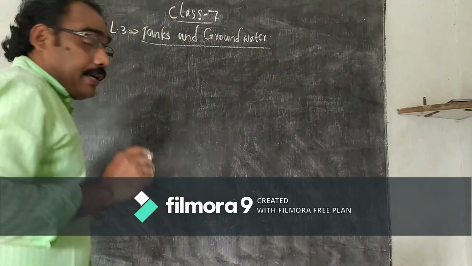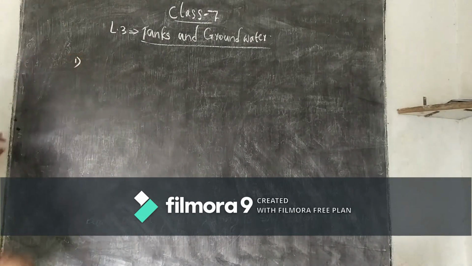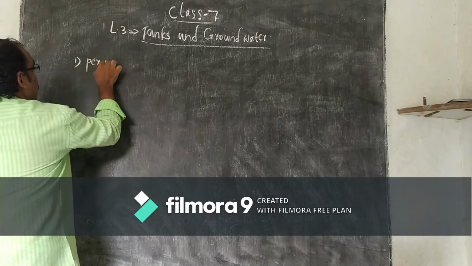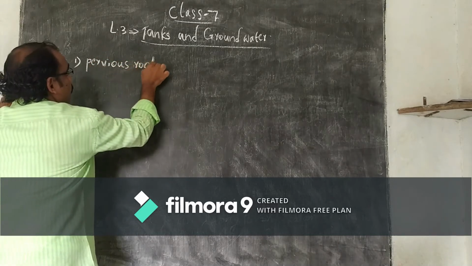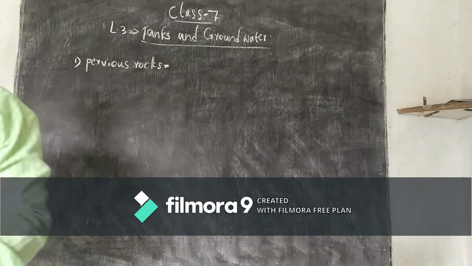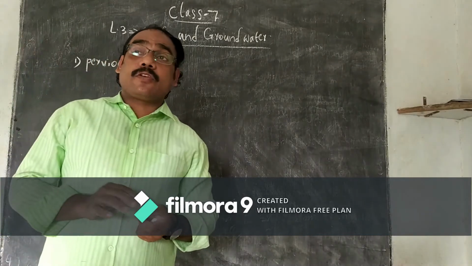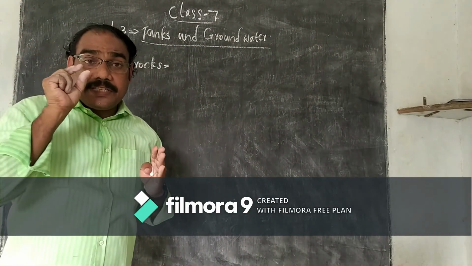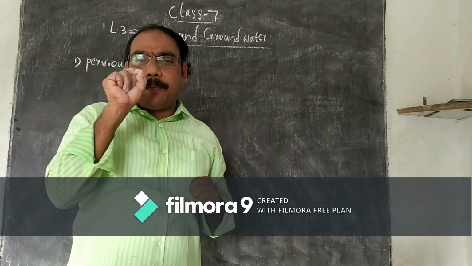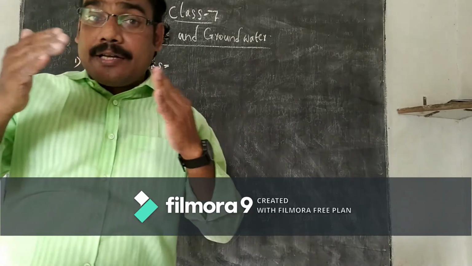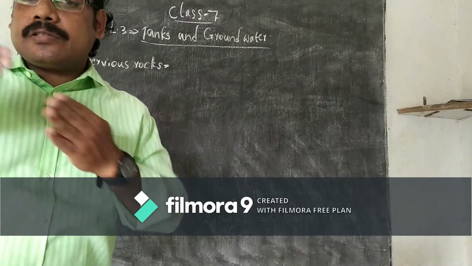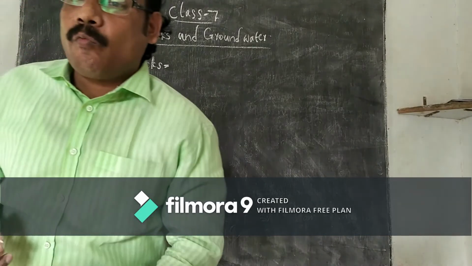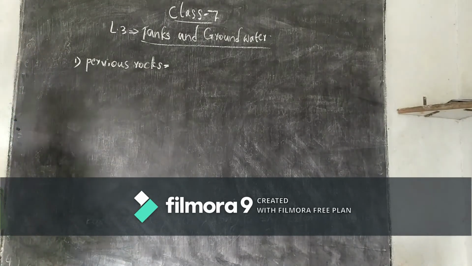Now we will learn some keywords. Pervious rocks. What is the meaning of pervious rocks? Rocks are big stones. The rocks which have cracks or pores, and pores means minute holes, small holes. What is the plus point of those holes? Because of them, the rock has the capacity to contain water. Such rocks are known as pervious rocks.